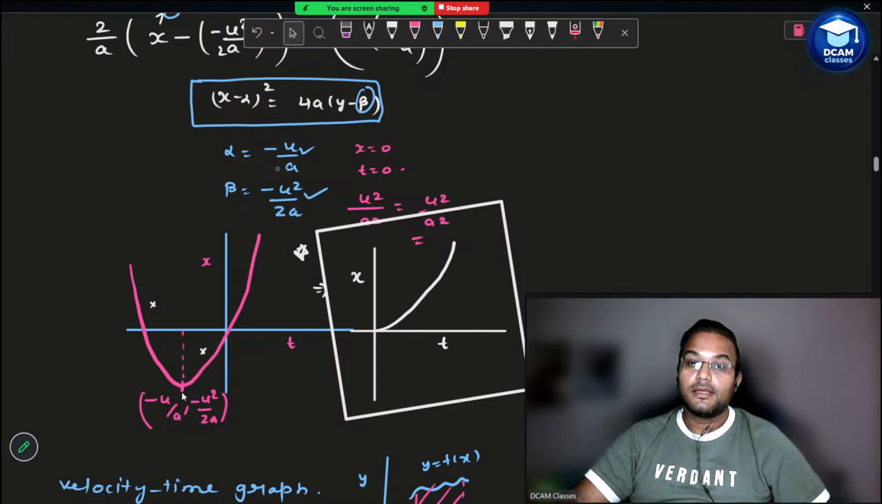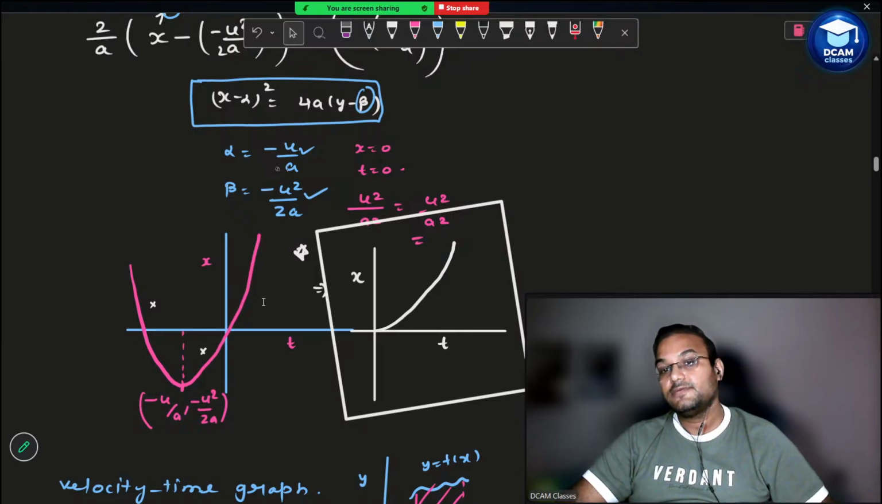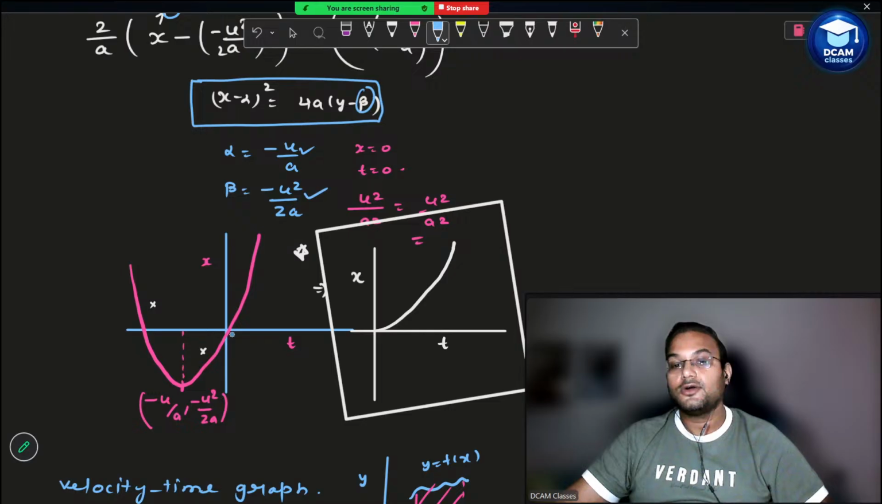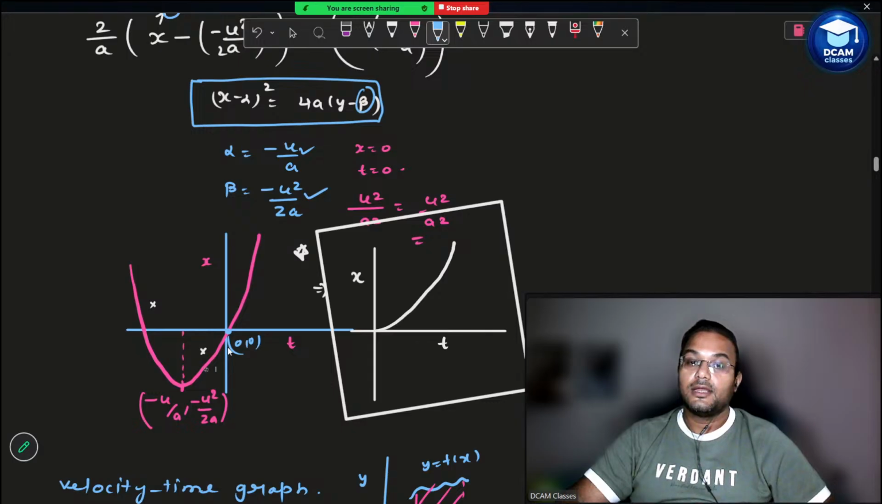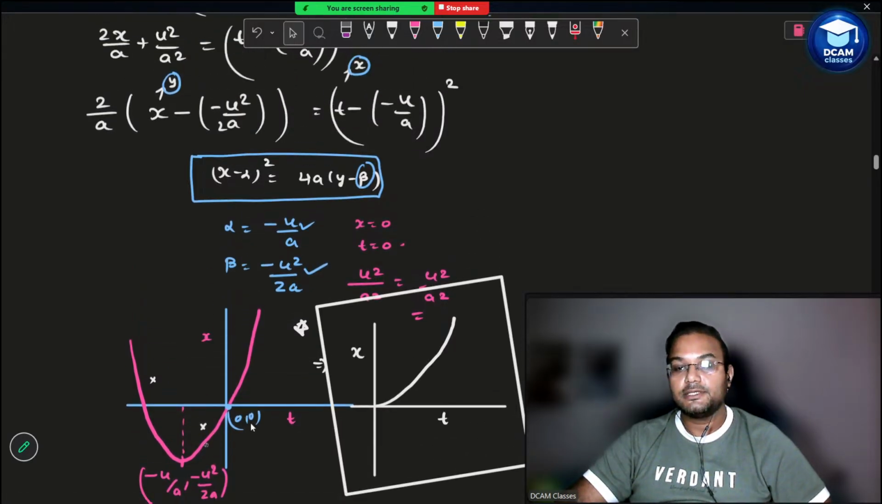Okay, understood. But now the question is whether it is passing through the origin or not, because this pink color graph is there. We cannot just decide like that. It may pass, it may not pass. So to find out whether it is passing through 0, 0, you have to substitute x as 0 and t as 0 in the original equation. Then if the graph is satisfying 0, 0, that means it is passing through 0, 0.